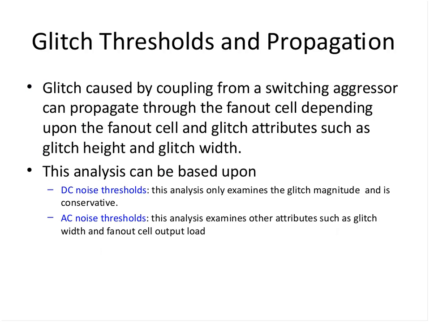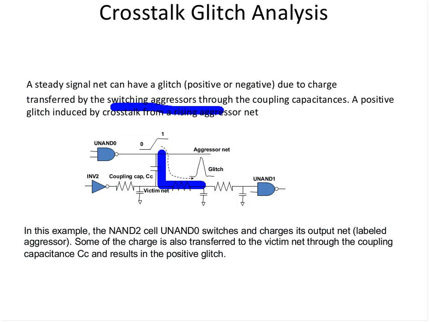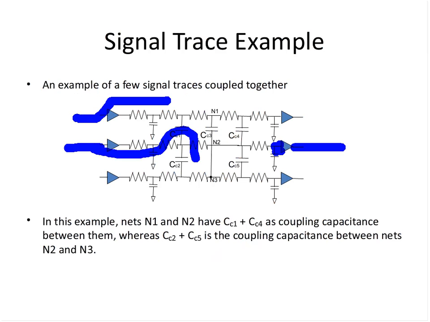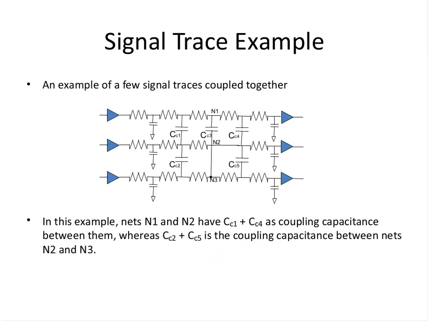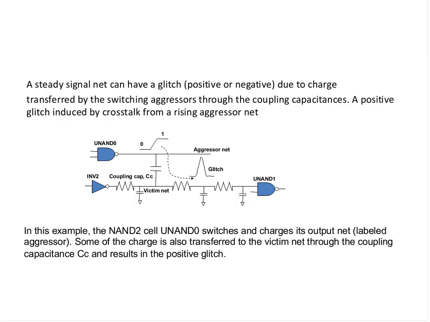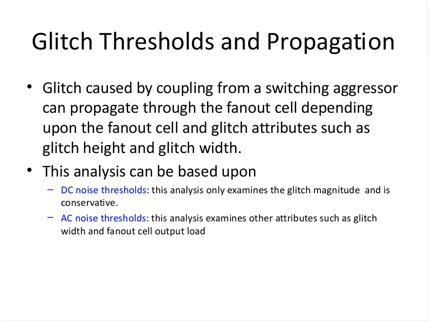Now, let us go to the figure here. A very important factor in glitch analysis is the glitch calculation first, and then seeing whether it can propagate. For example, the first thing the tool will do is calculate the glitch. Let us say N1 is the aggressor and N2 is the victim. It will calculate the glitch at N2 and then evaluate whether this glitch can propagate through this buffer. The slide here will help us understand how this happens.